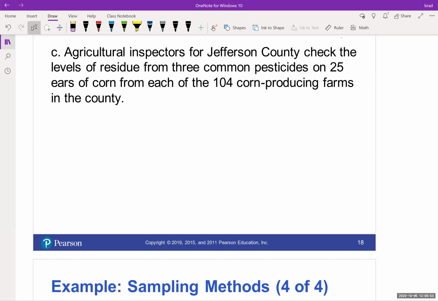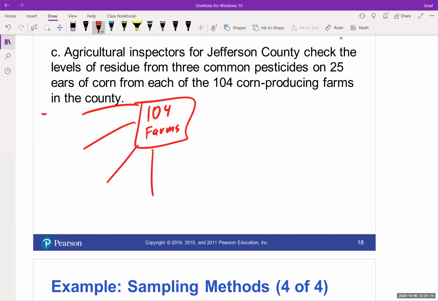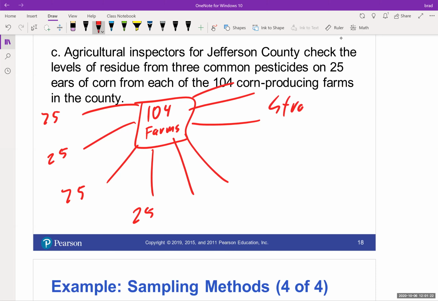So I want to use 25 of each. What they did is they split it up into 104 corn producing farms. So imagine you had 104 farms, that's kind of like our San Diego County. And then we're going to split off from each one of these, and we're going to take 25 ears of corn, 25 ears of corn, and so on and so on. So this is stratified.